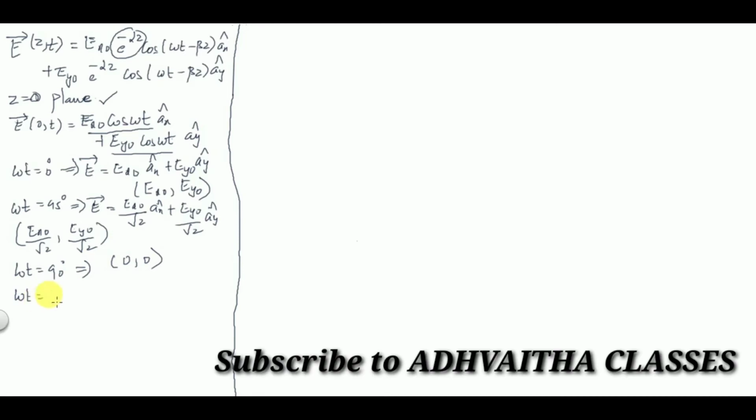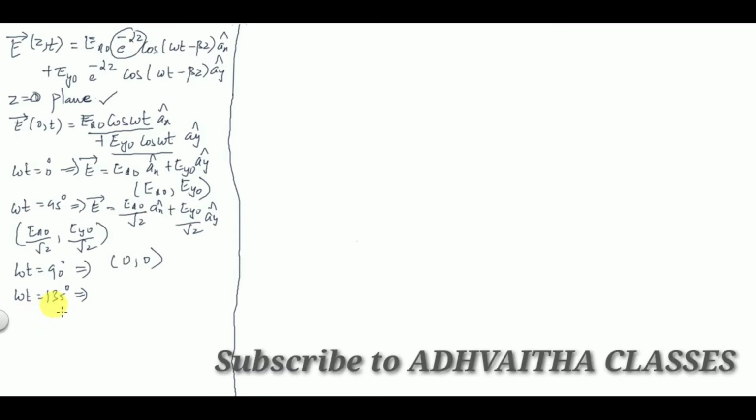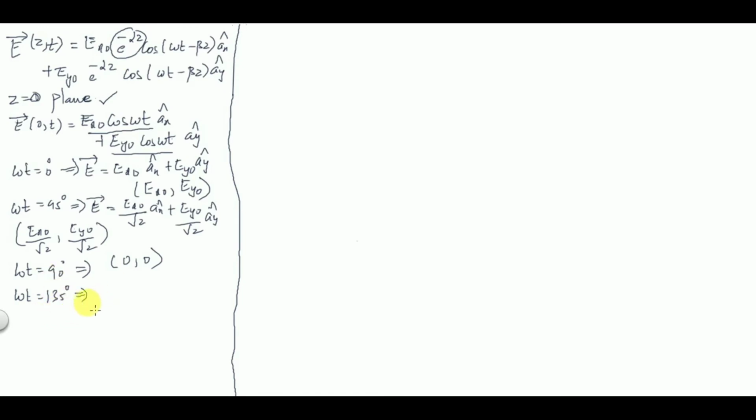So when omega t is equal to 135 degrees, cos of 90 plus 45 gives a minus sign, so minus sin 45, which is 1 by root 2. So this will be minus Ex naught by root 2 minus Ey naught by root 2. Right, so when omega t is equal to 180 degrees, cos 180 is minus 1, so it will be minus Ex naught ax cap minus Ey naught ay cap. So the point of intersection will be minus Ex naught and minus Ey naught.